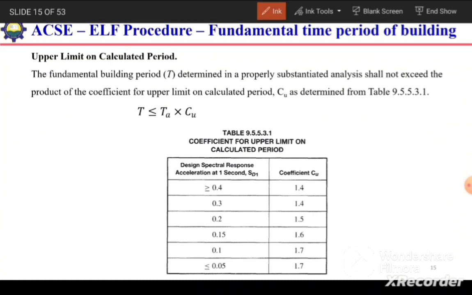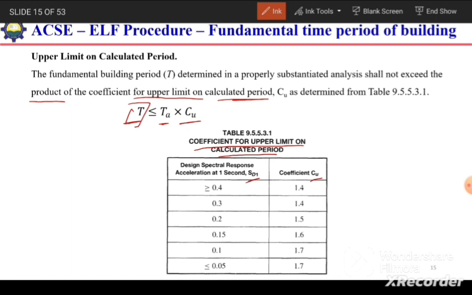Okay, there is an upper limit on the calculated time period. The fundamental building period determined in a properly substantiated analysis shall not exceed the product of coefficient for upper limit on calculated period, Cu, and Ta. So the time period calculated based on the computer analysis should be less than Ta, meaning the estimated time period multiplied by this Cu factor, which is the coefficient for upper limit on the calculated period. So based on the design spectral response acceleration, the value of Cu is given.